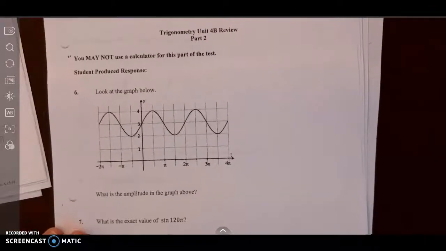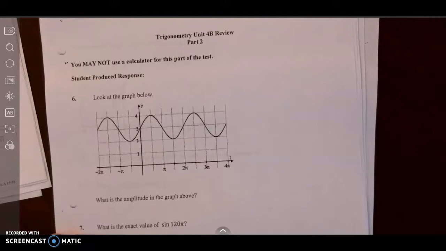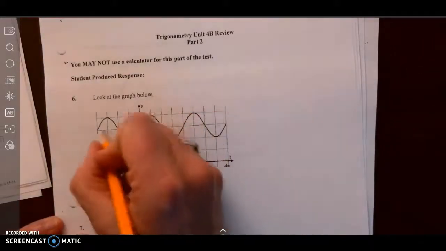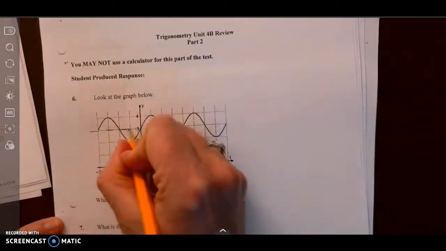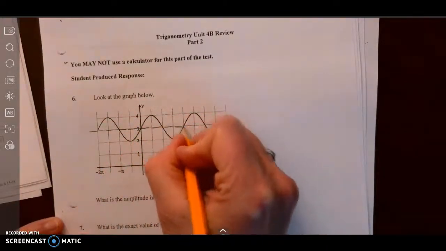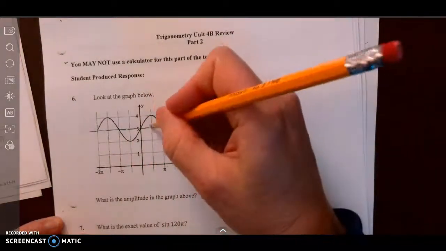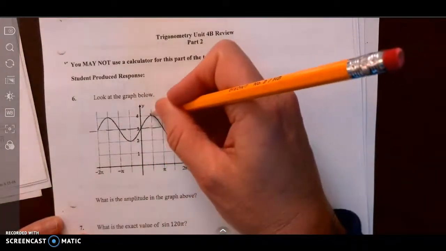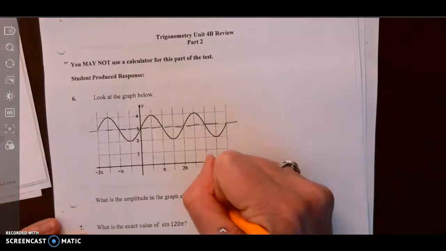Next question is number 6. What is the amplitude in the graph above? Let's see. My axis would be here, because I'm 1 up and 1 down. Since I'm 1 up, my amplitude is 1.